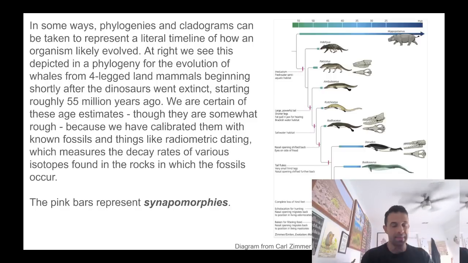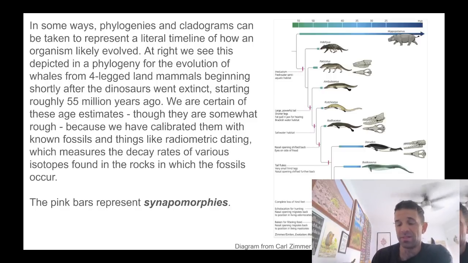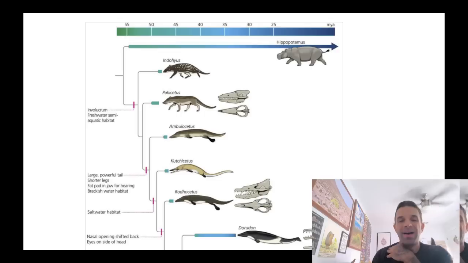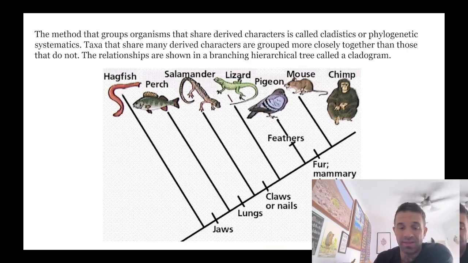All right. The pink bars represent synapomorphies. So the words we have to remember so far: clade, synapomorphies, monophyletic. Okay. It's just a zoomed up cladogram of that whale, that evolutionary transition from terrestrial mammals to whales. Really cool stuff to think about. Okay. The method that groups organisms that share derived characters is called cladistics or phylogenetic systematics. Remember, phylogenetic, cladistics, same thing.